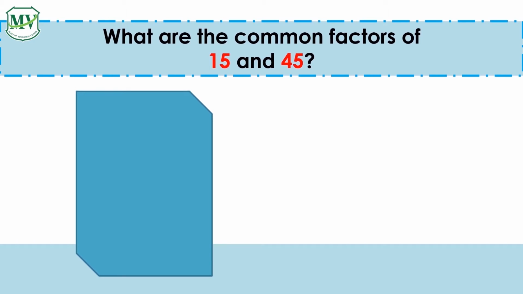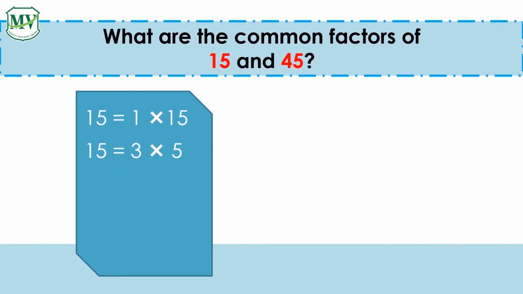Before we proceed, let's have a review about common factors. What are the factors of 15 and 45? It's 1 times 15 and 3 times 5. Are there any more factors of 15 aside from the factors that we have mentioned earlier? You're right. There are no more factors of 15.